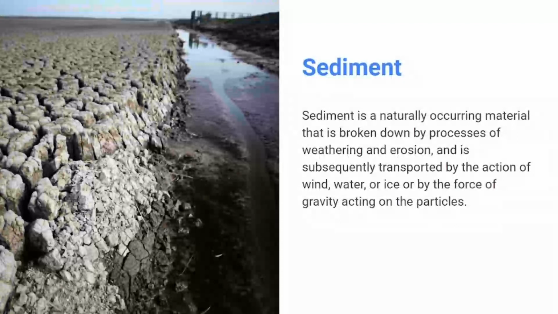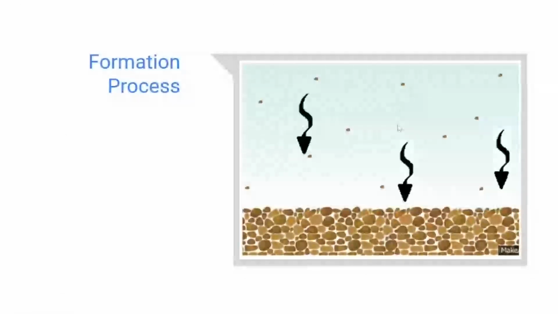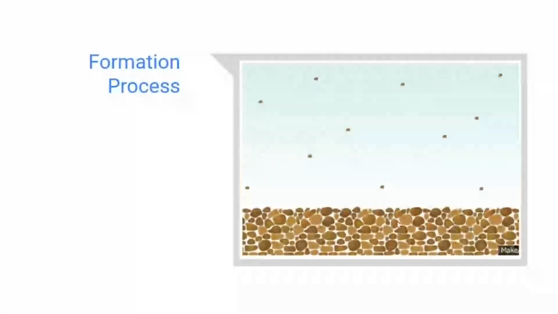Now, what do we mean by sediment? Sediments are naturally occurring materials that are broken down by the process of weathering and erosion, and they get transported from one place to another by the forces of nature. So children, you can clearly see in the picture that these sediments, because of the forces of nature and pressure, get compressed to form rock pieces.